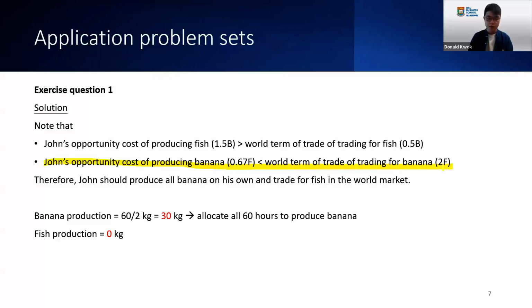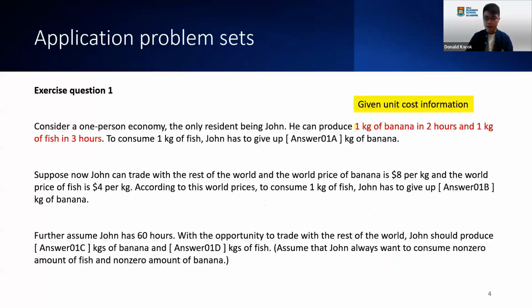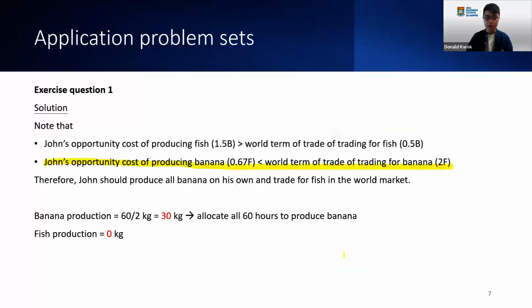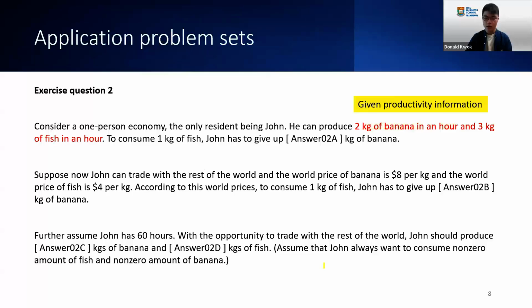Okay? If John spent all his time to produce banana, how many units can he produce? He has 60 hours and he needs 2 hours for 1 kg of banana. So this is why John can produce 60 divided by 2 equals 30 units of banana in total. All right, so this is for question 1. And let's move on to question 2.